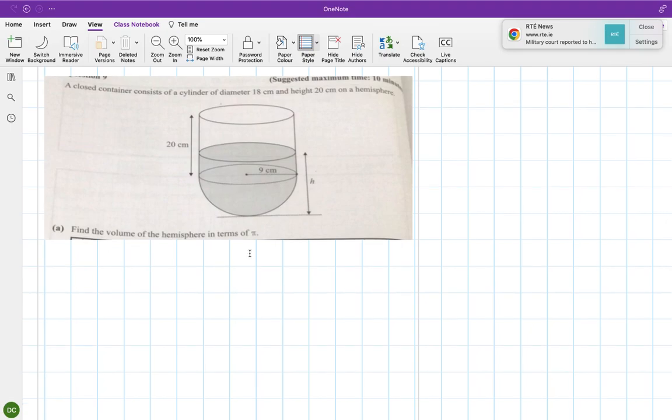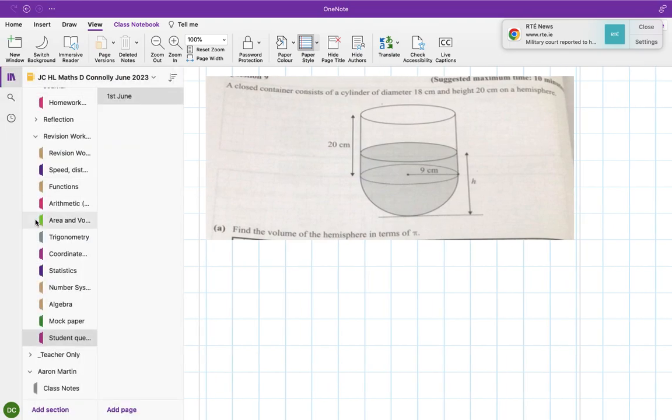Okay, another question here. A closed container consists of a cylinder of diameter 18 centimeters and height 20 centimeters, on a hemisphere. Okay, and I think all that's in the picture. Find the volume of the hemisphere in terms of pi.